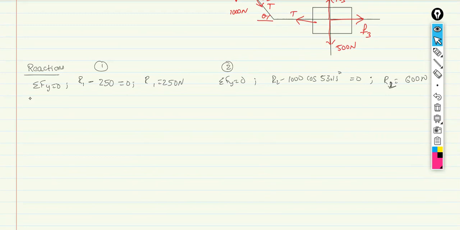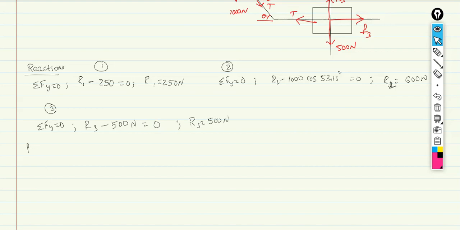Coming to block 3, sigma Fy is equal to 0, because there is no motion in vertical direction, we have motion in horizontal direction, that's why sigma Fy is equal to 0. Upward force R3 is positive minus downward force 500 is negative, so it is equal to 0. So R3 is equal to 500 Newton.